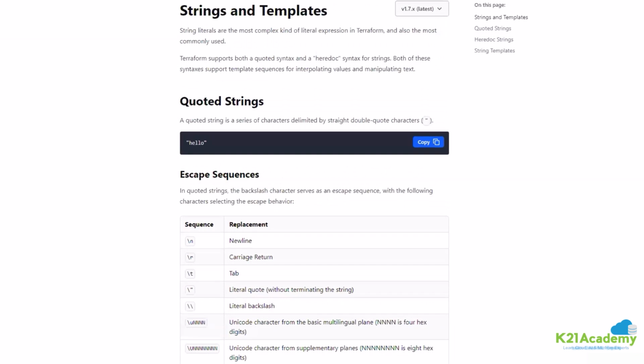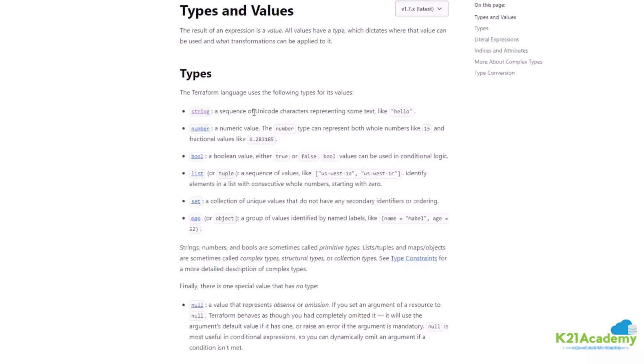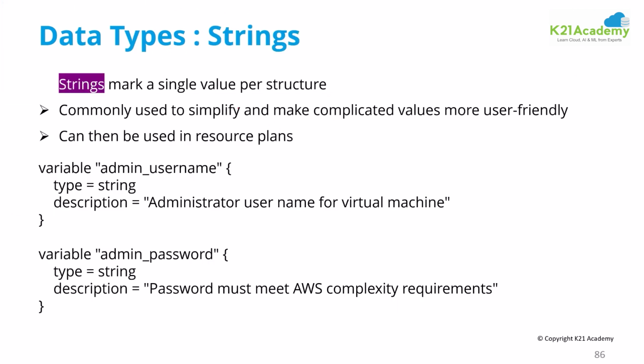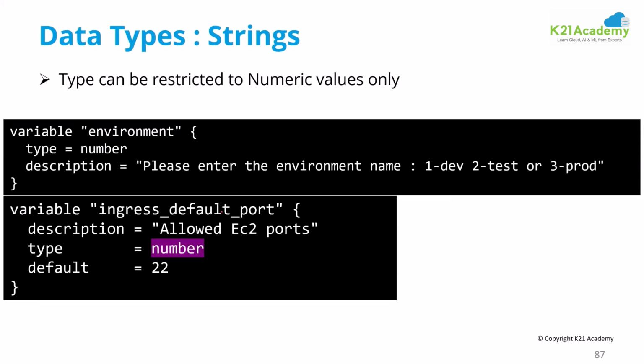But as a beginner right now, what we have to understand is just Unicode characters representing some text. That's it. That means something that goes in double quotations will be taken as a string. We are okay with that. Next thing that we want to talk about, type string. This is another example of type string. Next example is for number.